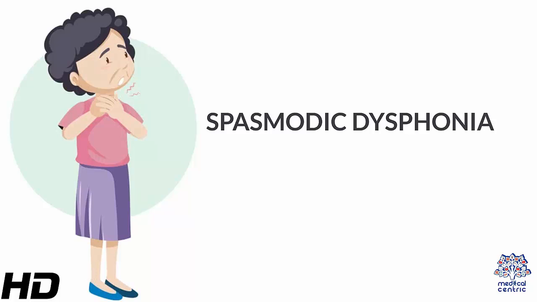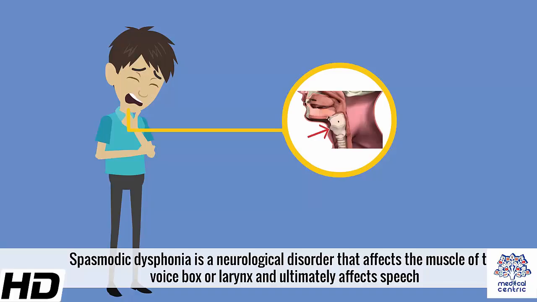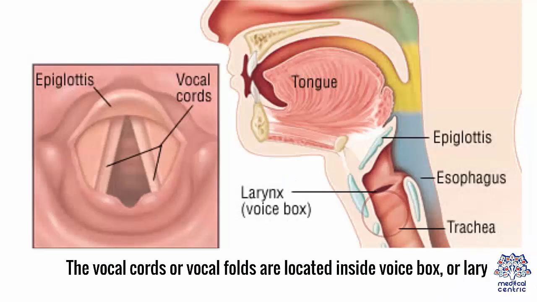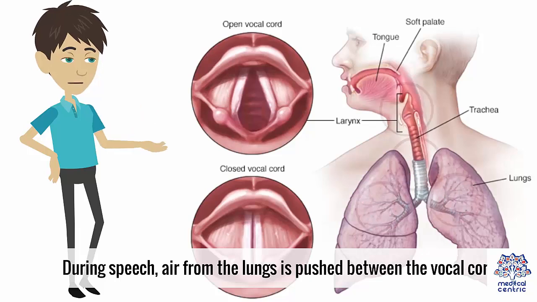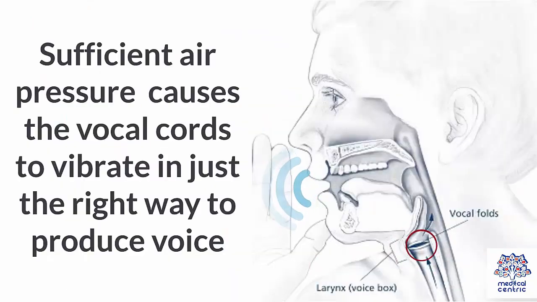Today's topic is spasmodic dysphonia. Spasmodic dysphonia is a neurological disorder that affects the muscle of the voice box or larynx and ultimately affects speech. The vocal cords or vocal folds are located inside your voice box or larynx. During speech, air from the lungs is pushed between the vocal cords. Sufficient air pressure causes the vocal cords to vibrate in just the right way to produce voice.